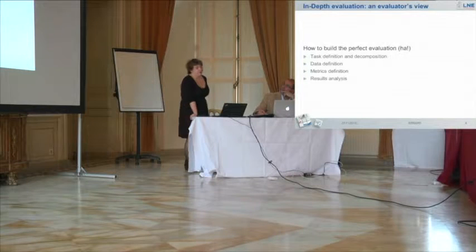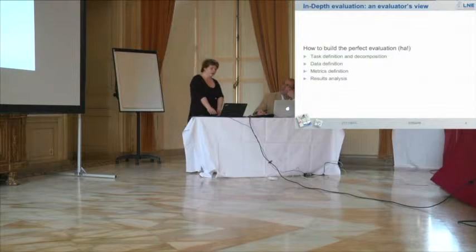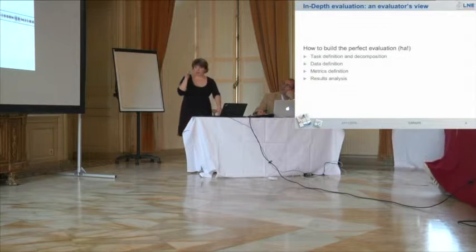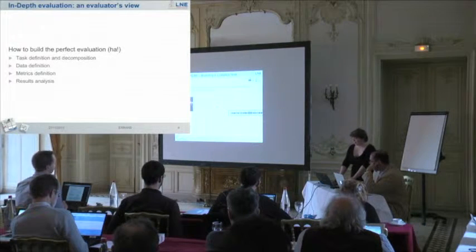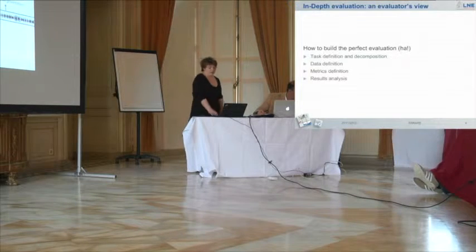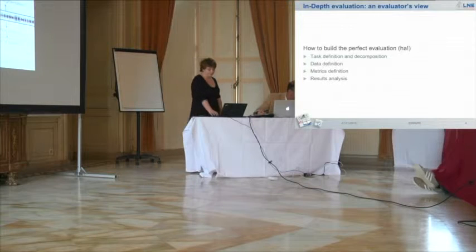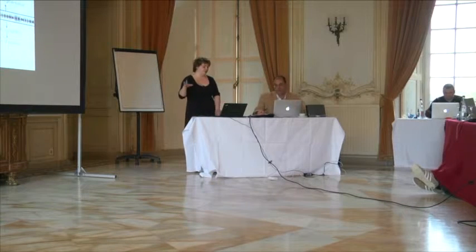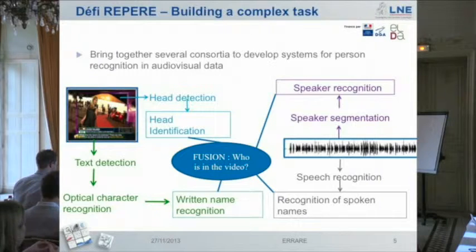The goal of the REPERE challenge is to bring together several consortia to develop systems for person recognition in audiovisual data. That means that we have on one hand the image, and on the other hand the speech, and the systems try to recognize the speaker using the speech, but also, using speech recognition, recognize the spoken names, and on the other hand, using text detection and optical character recognition, try to find the written names, and using head detection do head identification, and fuse all this information so as to answer who is in the videos.